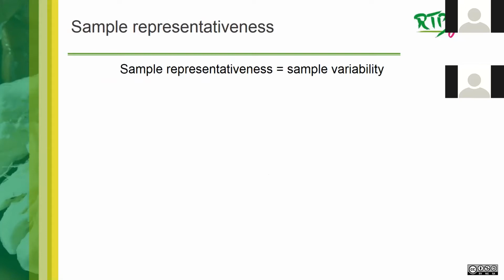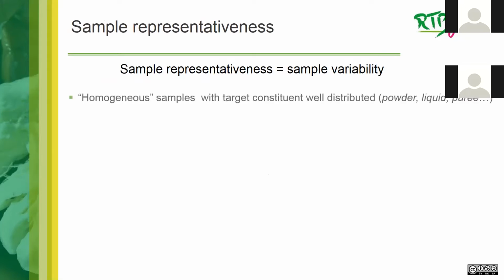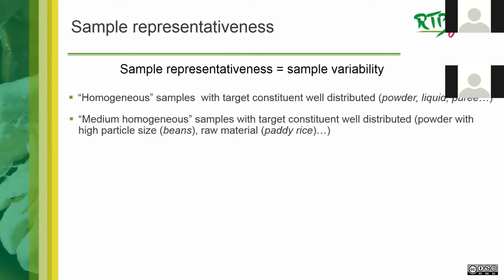Sample representativeness is similar to sample variability, and we have mainly 4 cases of samples. First, homogeneous sample with target constituent well distributed inside the sample, like powder, liquid, puree. Then medium homogeneous sample with target constituent well distributed, like powder with high particle size, beans, for example, and raw material like paddy rice.